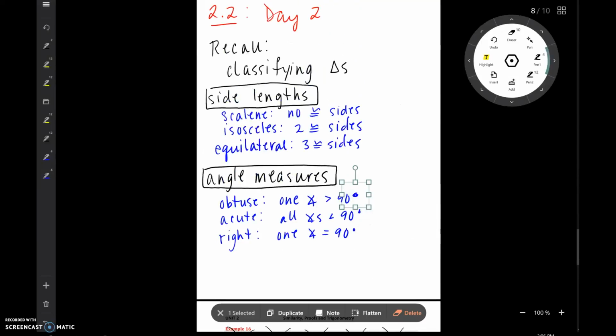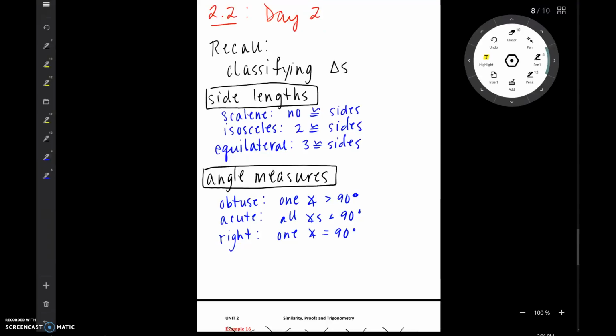Remember when we classify triangles according to their side lengths or their angle measures. When we classify triangles according to their side lengths, we could classify them as scalene, where no sides were congruent, isosceles, where 2 sides were congruent, or equilateral, where all 3 sides were congruent. According to angle measure classifications, we could classify them as obtuse, acute, or right.